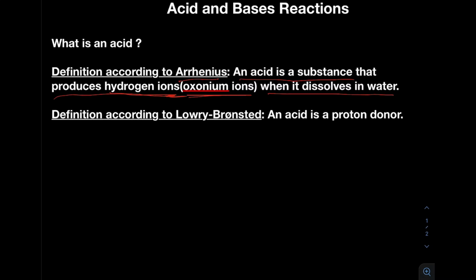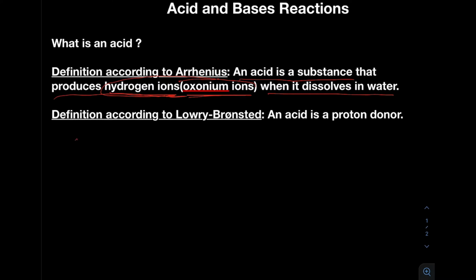we call that an acid. Now, the definition according to Lowry-Bronsted: an acid is a proton donor. So an acid donates a proton, right? Let's look at an example of an acid. When you dissolve it in water, it's going to produce the hydrogen ion or an oxonium ion.